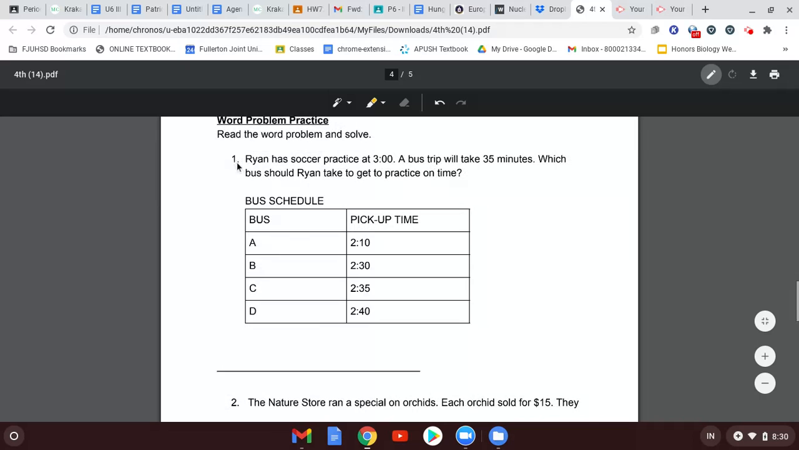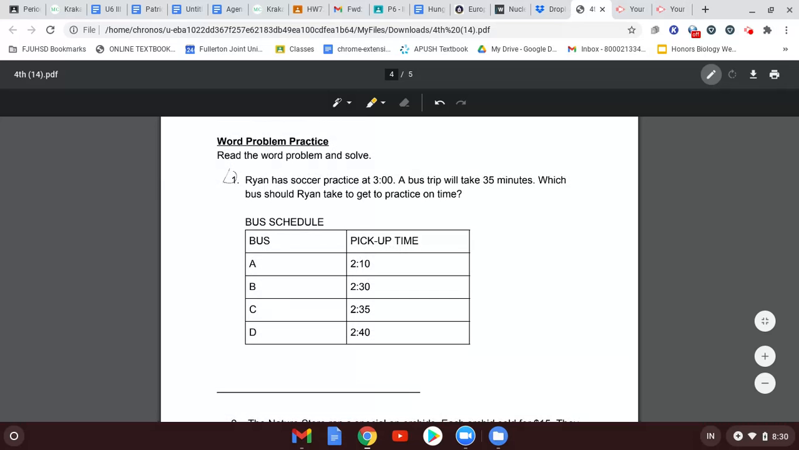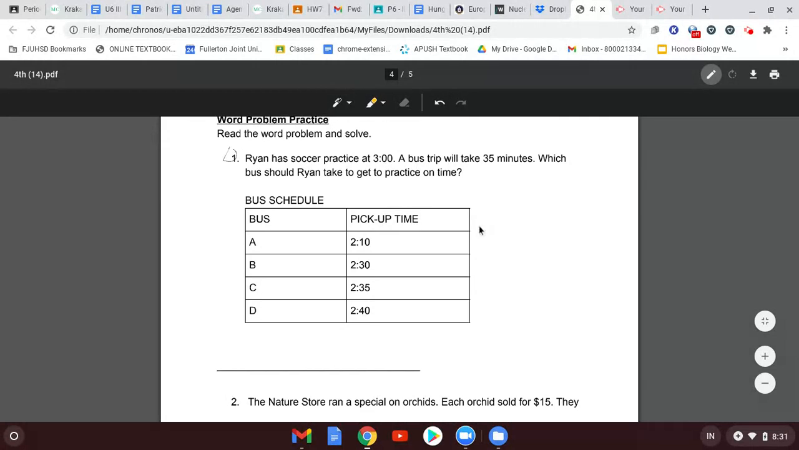Okay, so for number 1, Ryan has soccer practice at 3 o'clock. A bus trip will take 35 minutes. Which bus should Ryan take to get to practice on time? So what we can do is just add 35. Since the bus picks up Ryan at this time, we just need to add the 35 minutes the bus trip will take, and you have to get there before 3 o'clock. We can just add up the numbers to see when Ryan will arrive to soccer practice.